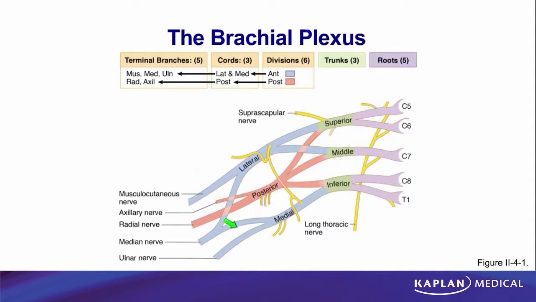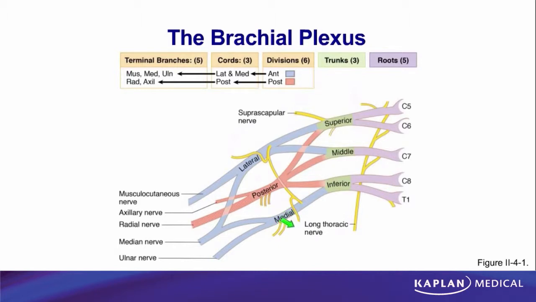So now we have 5 terminal nerves, musculocutaneous, median, and ulnar, which contain only anterior division fibers, and axillary and radial, which contain only posterior division fibers. So those are going to be our 5 terminal nerves, and we'll take a closer look at them in just a few moments. But notice that in addition to those 5 terminal nerves, we have lots of other branches that came off along the way.